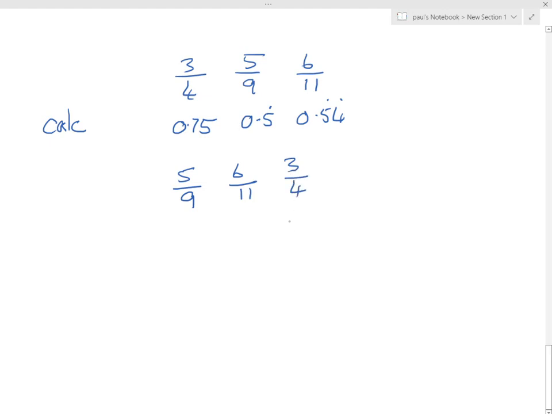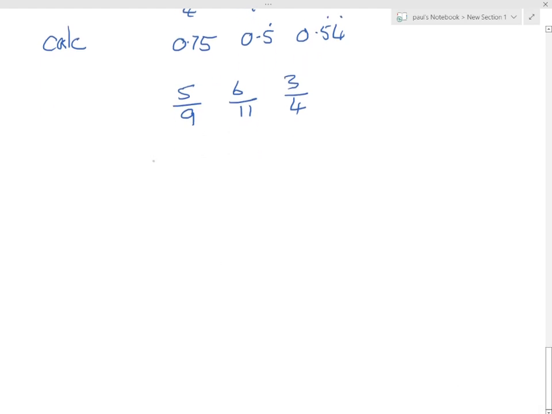Yeah. Now, we now know how to change fractions into decimals. Yeah. So fractions into decimals. You take the fraction, say 4.